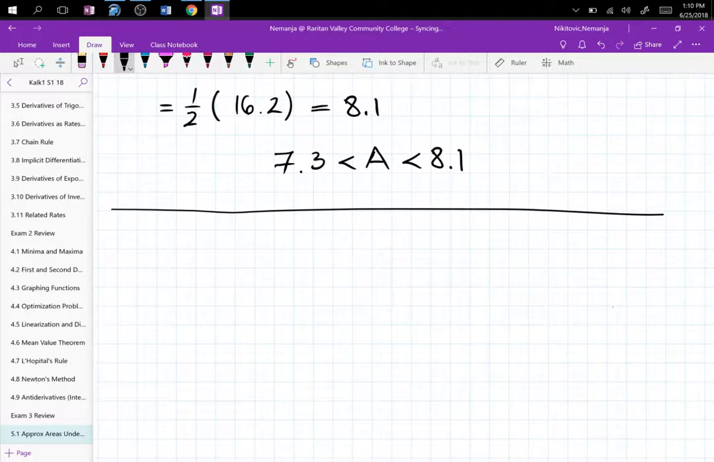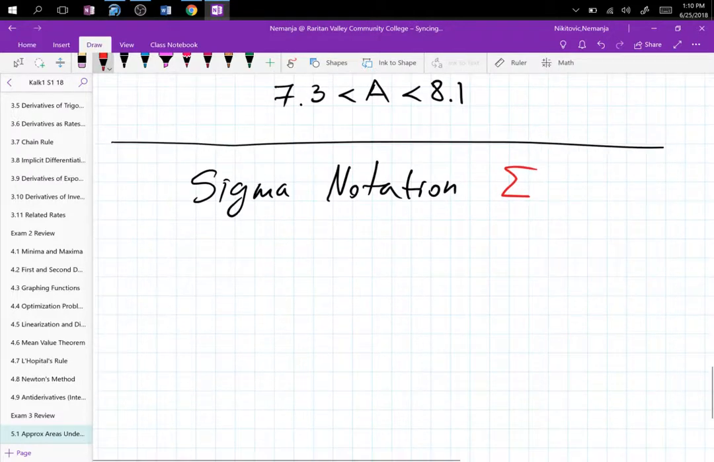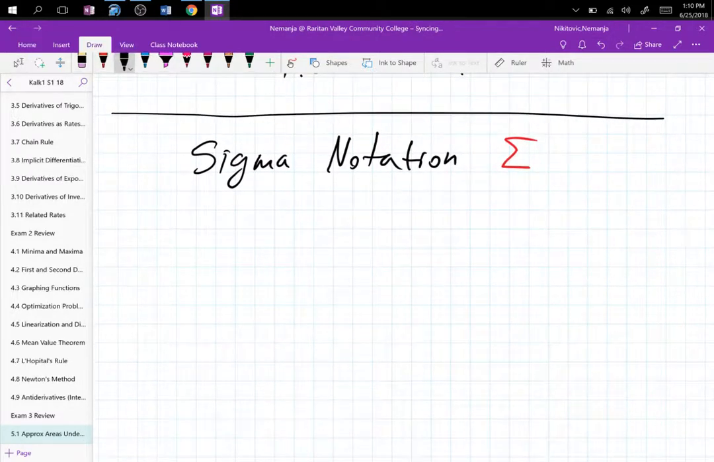So now, the last part of this lecture is how do we write this, since it's so annoying and so long. How do we write this in a form that is concise and easy to work with? We are introducing sigma notation, which is this symbol that you have seen in mathematics or walking around, being alive. So what is the meaning of this sigma?